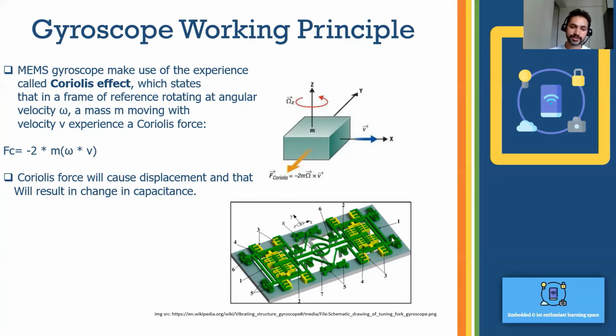Due to the Coriolis force, the MEMS structure gets displaced. There is a fixed electrode and there are some moving electrodes. The moving electrodes get displaced because of the Coriolis force, and that results in a change in the capacitance. Capacitance is C equal to epsilon A over D. So if D, the displacement, is changing, it will result in a change in the capacitance, which is directly proportional to your Coriolis force. With this effect, the MEMS gyroscope measures the angular acceleration along all three axes.